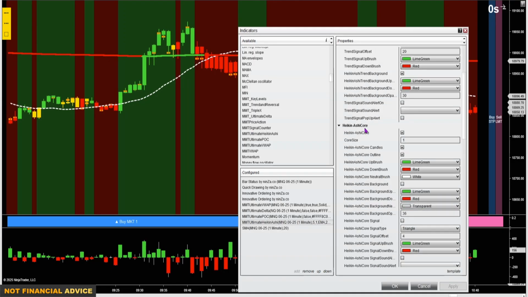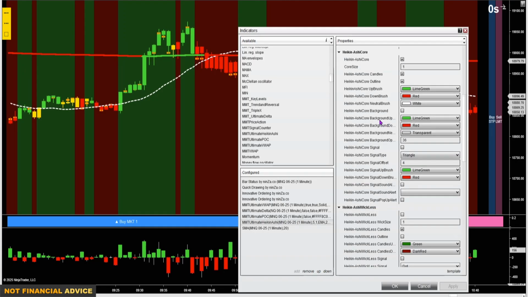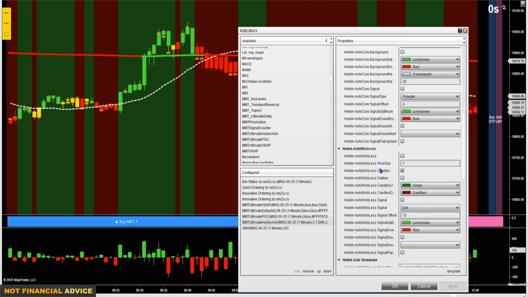The Heikin Ashi core. This is the size of the body, the size of the Heikin Ashi body. It's got the same options. I've got it painting the candles. These are the default settings. If I raise the core size, you'll see I'll get a lot more neutral candles, these white candles. So it's only going to turn green or red when the core of the Heikin Ashi body is a certain size. So that can help you avoid some choppy markets. The default setting is a size of 1. You can also have it paint the background or signals or sound alerts or pop-up alerts. There's a lot of ways that you can customize this to your own personal style of trading.